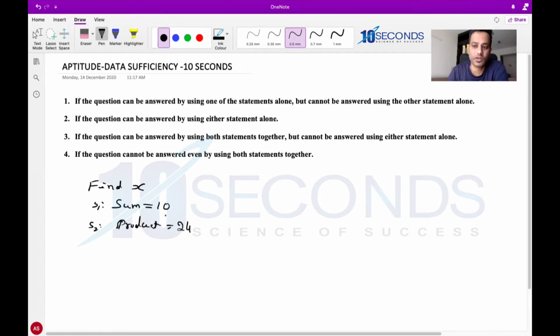You just need to tell me whether the question can be answered using one of the statements, or using either statement, or whether the question can be answered but both statements are required, or whether the question cannot be answered. So let me explain the options first.